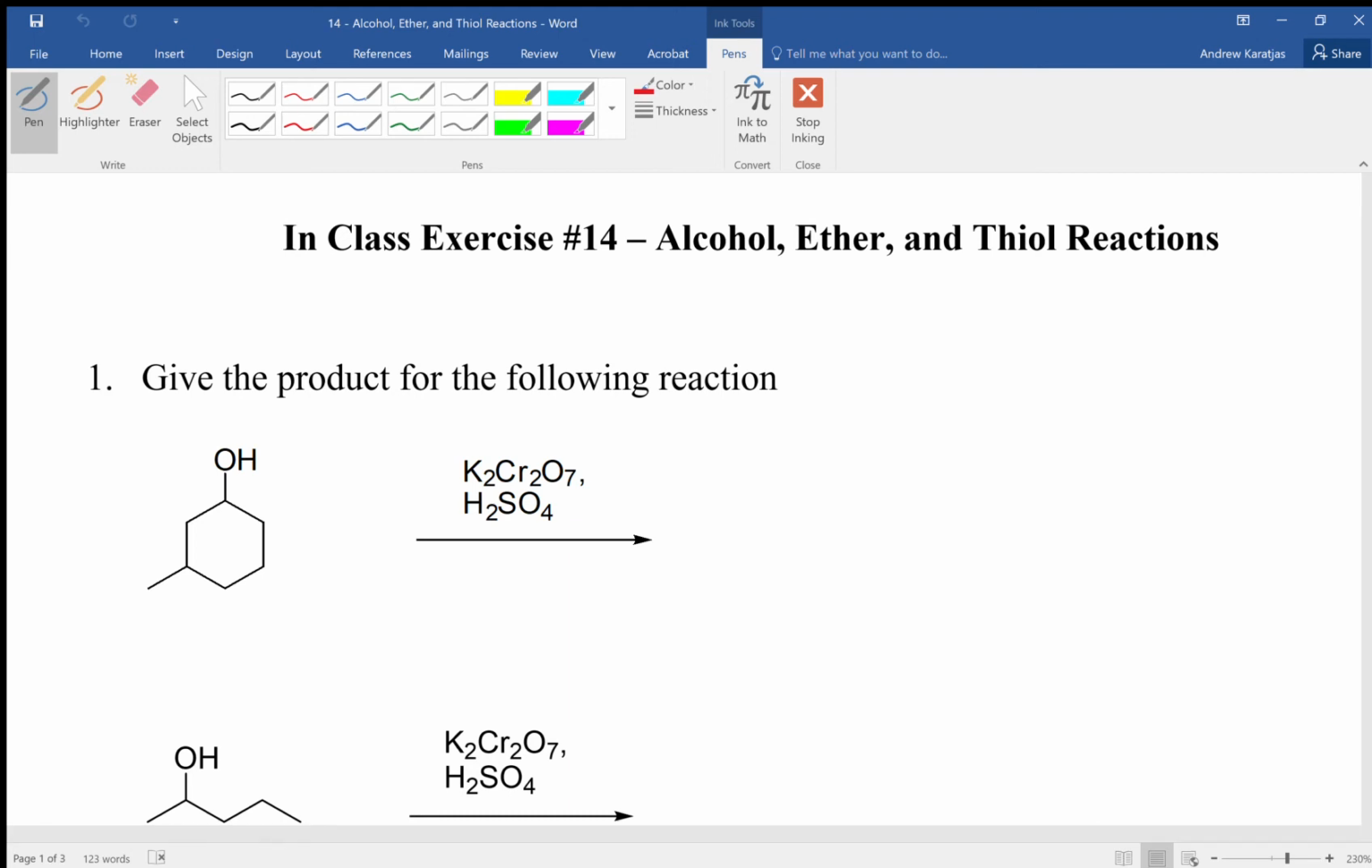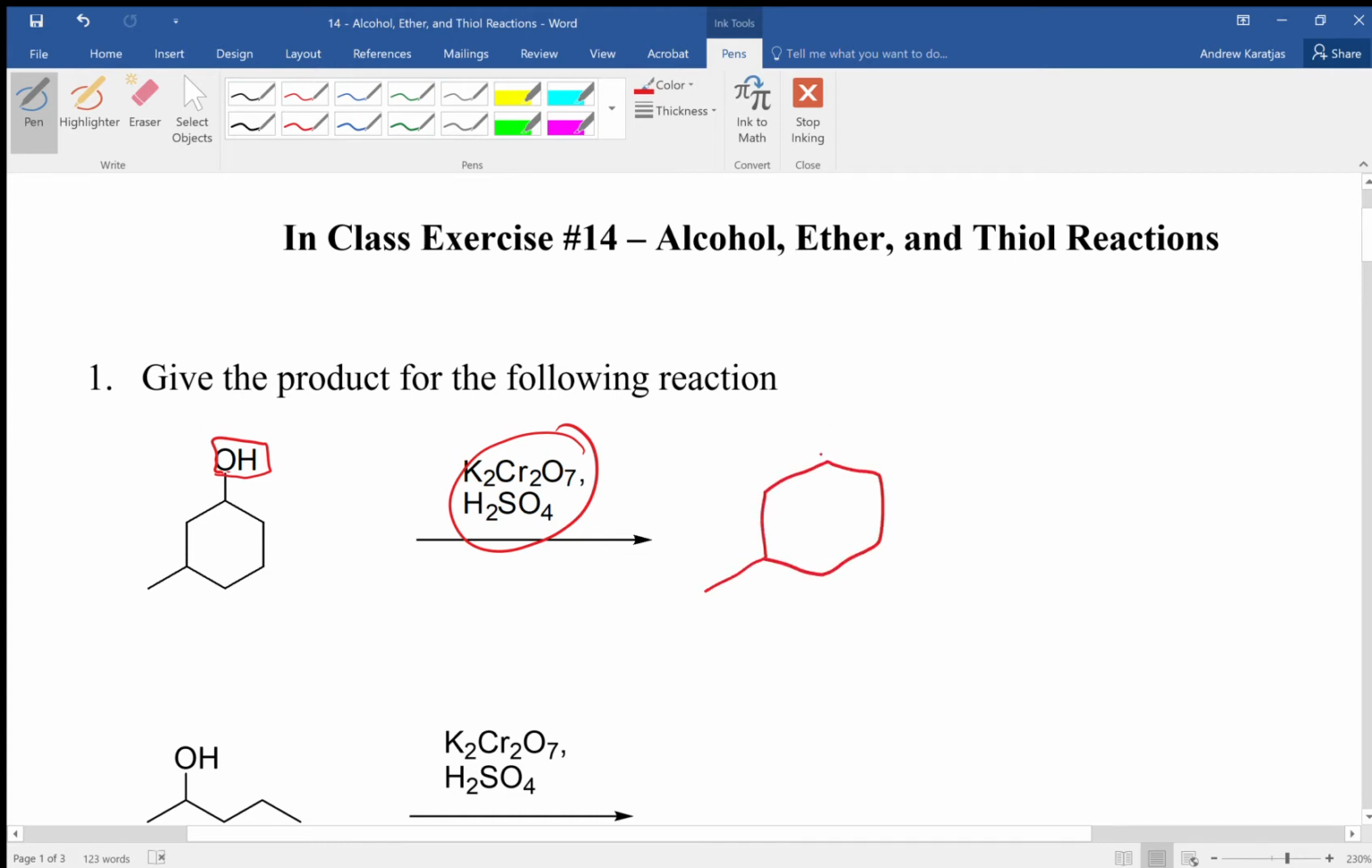So now we're going to go over some of these reactions. And we start with this first one. We can see that the functional group we start with is an alcohol. And we have our chromium-based Jones reagent here. Now we know that this reagent gives us a couple possibilities.